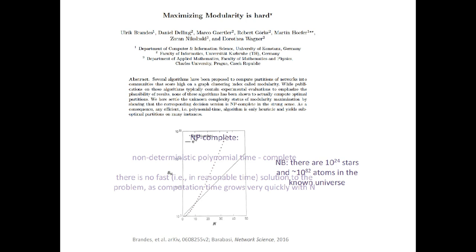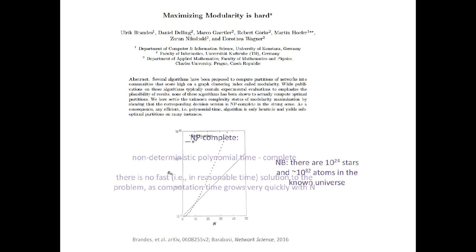It's been shown that this particular problem is what's called NP-complete, which means non-deterministic polynomial time complete, which in more sensible language means that there's no way of solving this problem in reasonable time because the computation time grows very quickly as the size of the network increases. And this graph just shows that as you increase the size of the network, so n here, the number of possible partitions increases very rapidly.